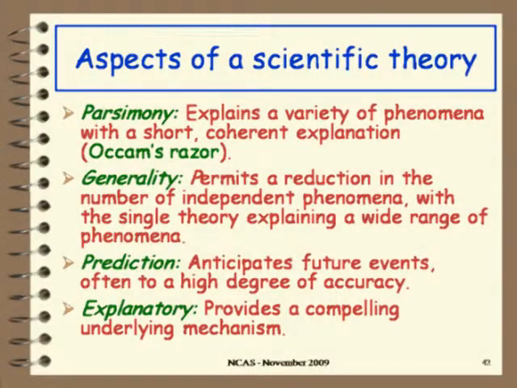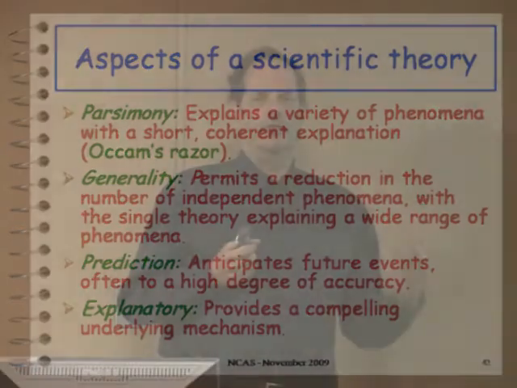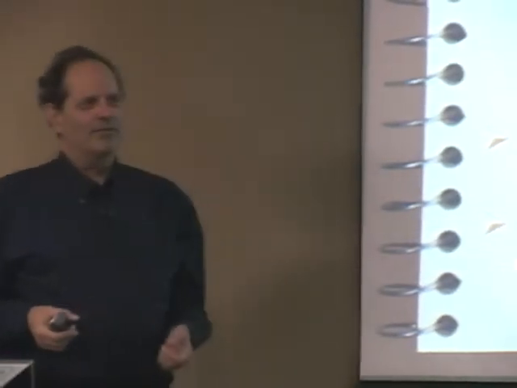You want generality. You want to permit a reduction in the number of independent phenomena, with a single theory explaining a wide range of phenomena. The example I gave with complexity measures in programs, and I'm not kidding when I said I read a paper with like 76 measures of complexity. I find that a little bit mind-boggling because physicists like to describe the world in terms of 4 forces. Yet it takes 76 measures to explain a program, which is just a small part of the world. There seems to be an inconsistency there.